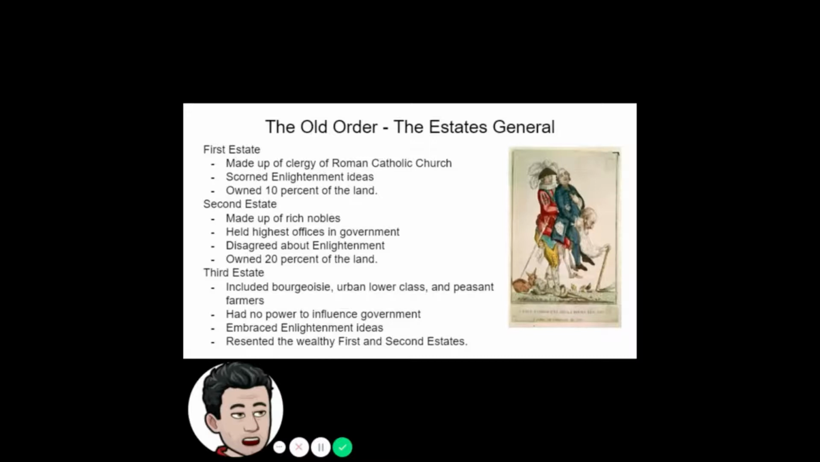They operated in the key positions of government and in the military. Now, lastly, you have the third estate. This is a huge estate, and there's a lot of different groups in it. So 90% of the population made up the third estate.